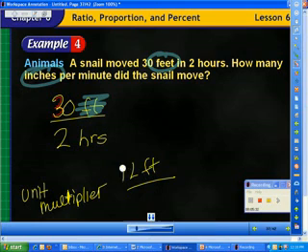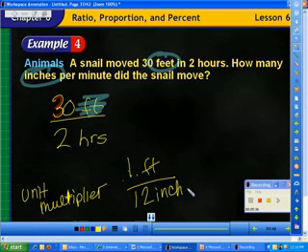Absolutely. 1 foot, 12 inches. Okay, now this is where it gets a tiny bit confusing. What you're going to do is multiply this by the unit multiplier. But I'm going to show you a little secret. Well, it's not a secret, but a little trick.